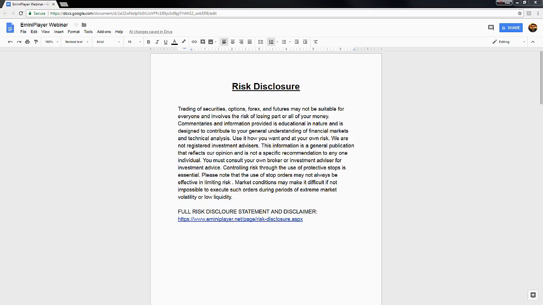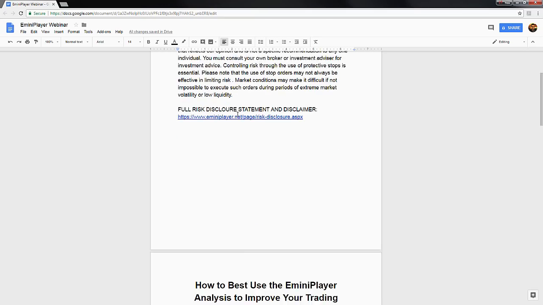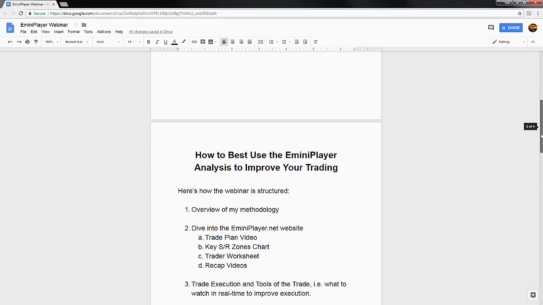Now, before we jump into it, if you want to just give this risk disclosure a quick read, understand that futures are obviously a risky instrument to trade because they are leveraged, but with the proper risk controls, they are actually one of the best markets to be trading and can result in very good returns if you know what you're doing. So with that out of the way, we're going to go ahead and move on to the webinar itself.